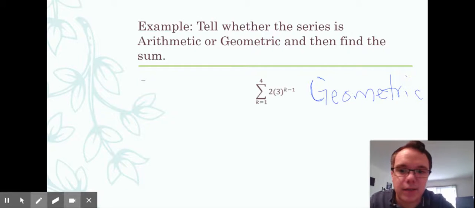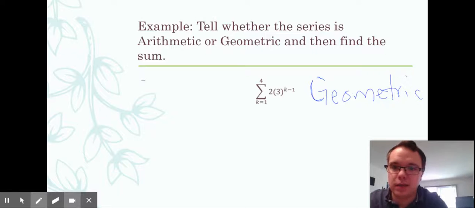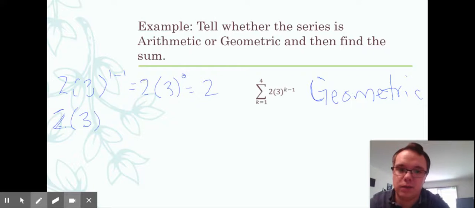So again, we're going to find our sum of our series by plugging in the numbers 1 through 4 into our equation and then adding up what we get. So if we take 2 times 3 to the 1 minus 1, that gets us 2 times 3 to the 0 power. So 3 to the 0 power is 1. 1 times 2 is 2. If we take 2 times 3 to the 2 minus 1 power, that gets us 2 times 3 to the first. 3 to the first is 3, times 2 is 6.